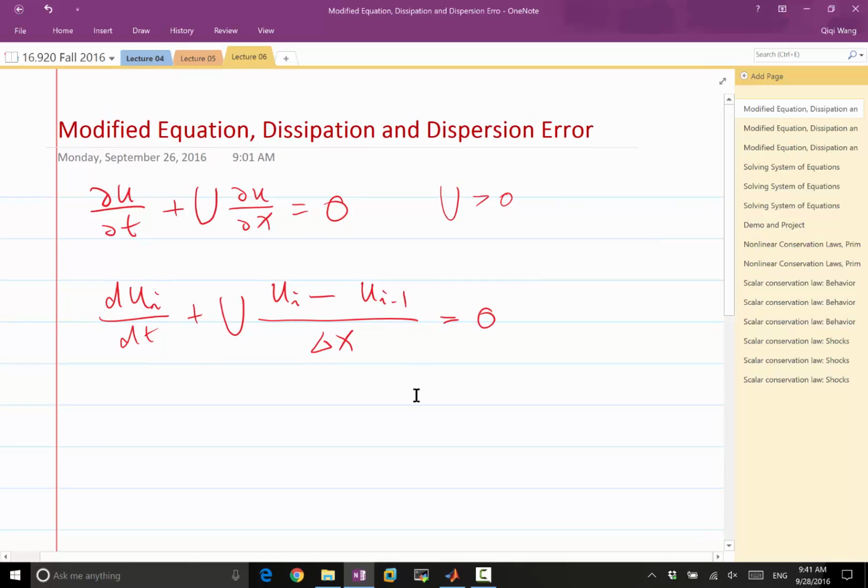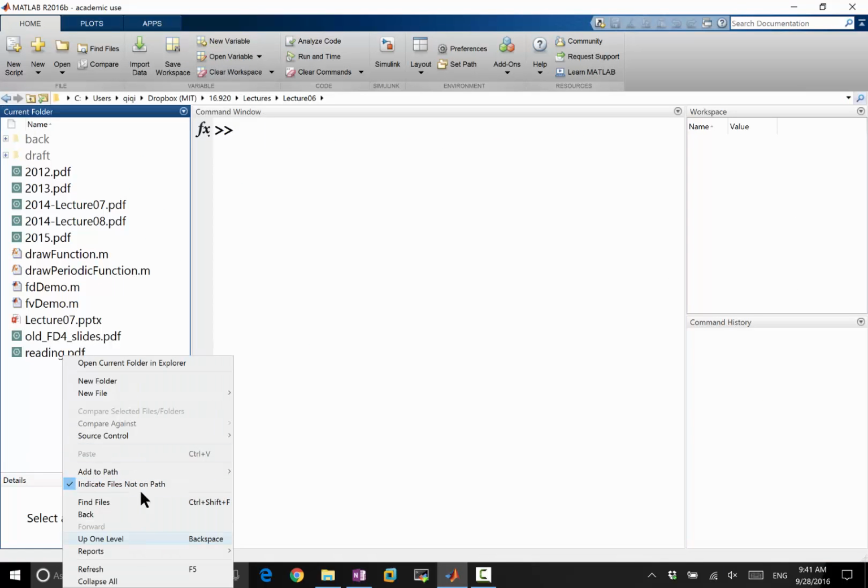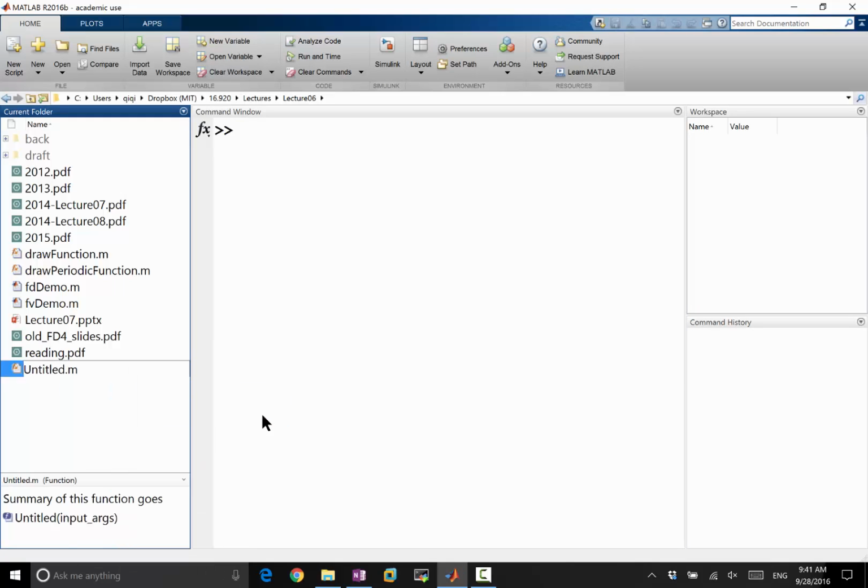And if you did that in your class, that would be great. If you did it in your project, that's great. If you didn't, let's code up a scheme like that and take a look at the solution to see how the discretization modifies the behavior of the equation.